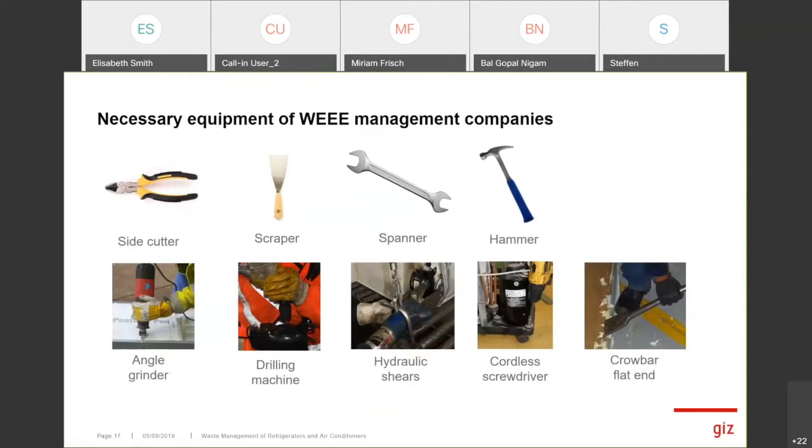Necessary equipment of WEEE management companies is generally electrical working tools, for example side cutters, but also drivers and whatever. A hand tool is a scraper as well. Spanners, a range of spanners, a hammer for heavy work, and on the right side down I put another hand tool. It's a crowbar with flat ends.